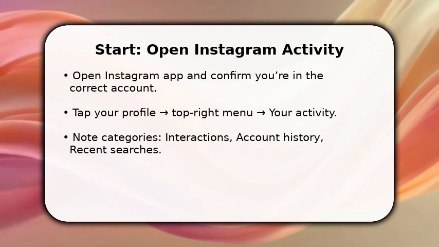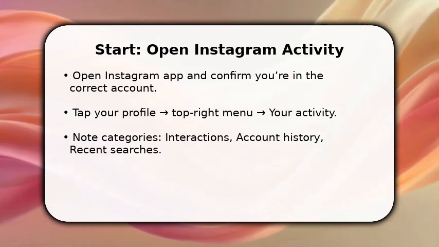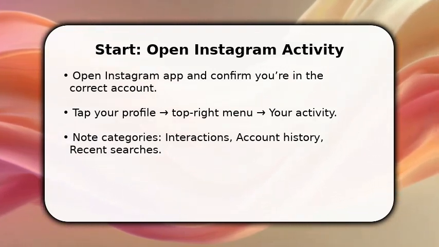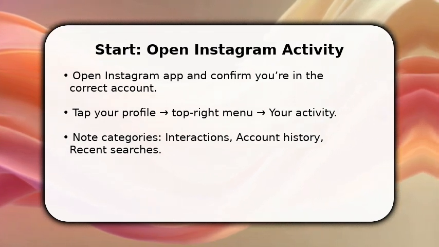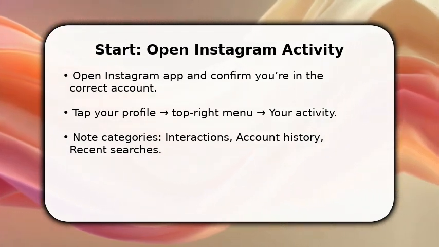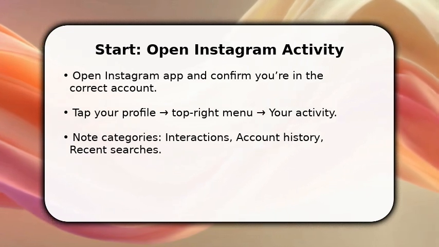You're already in the app, so start by confirming the correct account and opening your profile. Once there, tap the top right menu and choose your activity. This central hub organizes what Instagram stores about your actions.